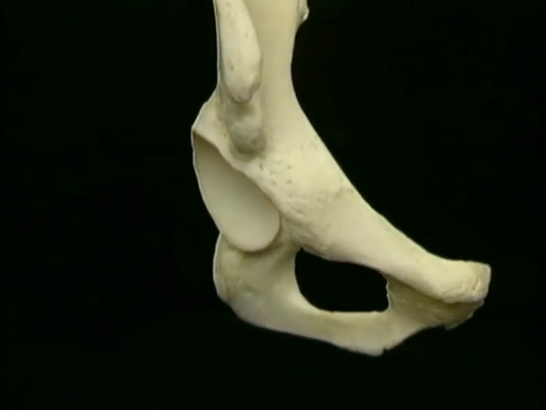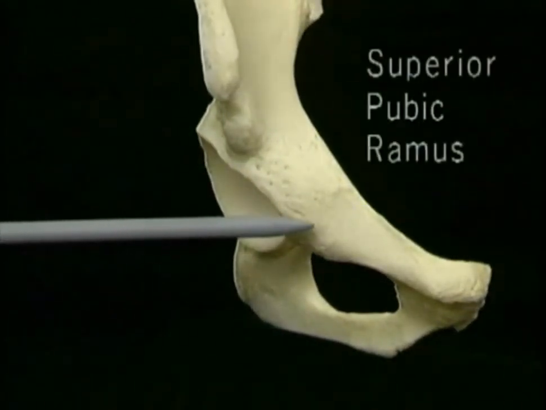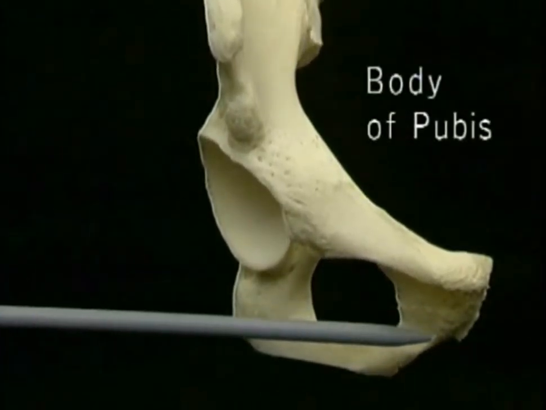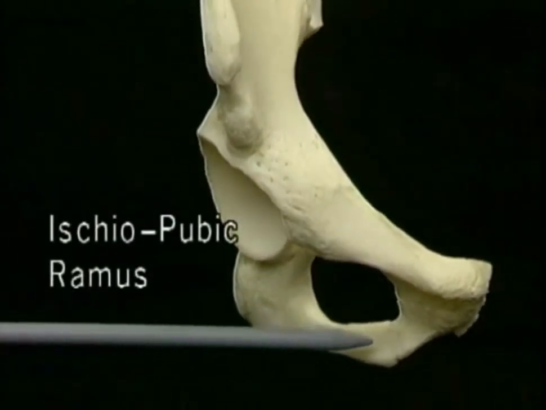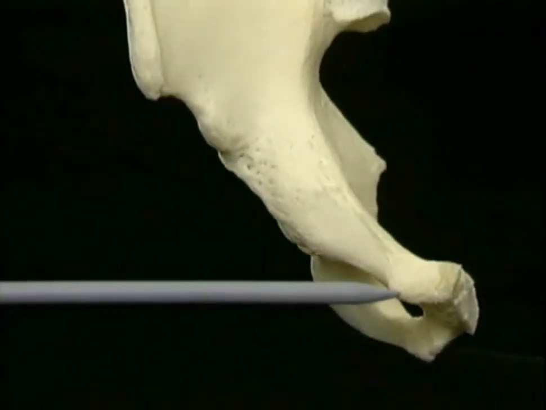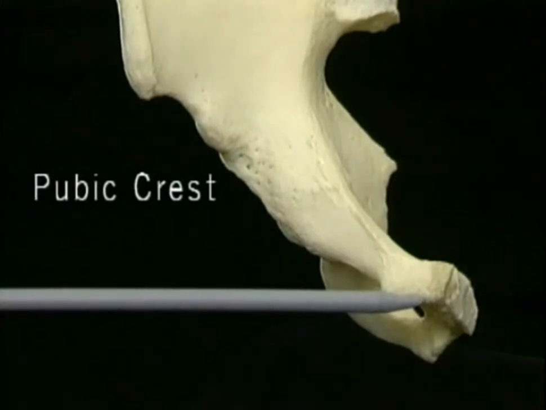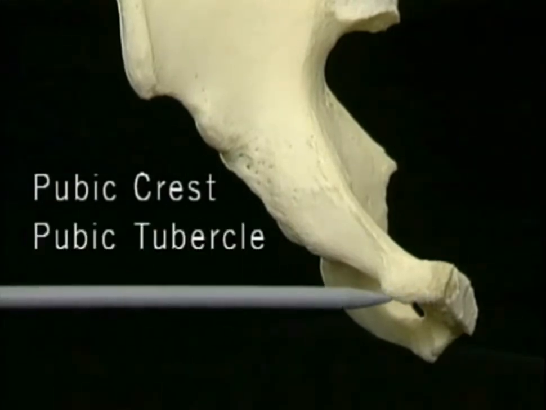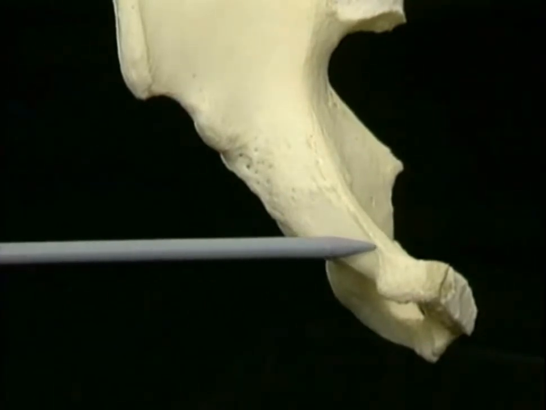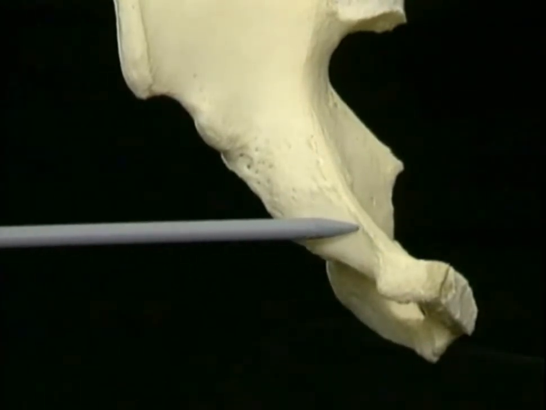Next, we'll look at the pubis. This is the superior pubic ramus. This is the body of the pubis, and this is the ischiopubic ramus. This thick ridge is the pubic crest, which ends at this prominence, the pubic tubercle. Lateral to the tubercle, the superior ramus of the pubis has a sharp upper border called the pecten.